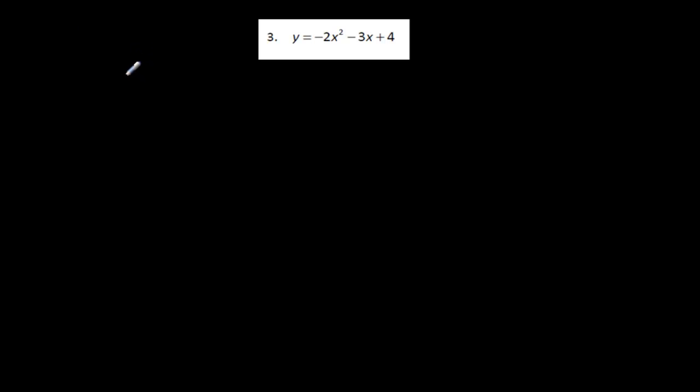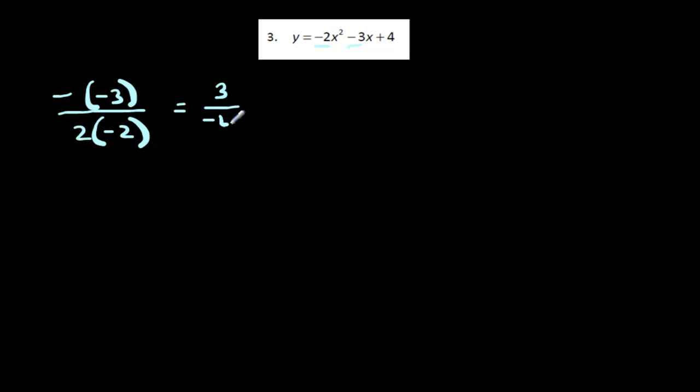Okay, number 3. They want to know the vertex. So let's do it out. The opposite of b divided by 2a. Remember, here's your b, here's your a. So the opposite of negative 3 is 3. 2 times negative 2 is negative 4. So that is your x-coordinate of the vertex, negative 3/4.